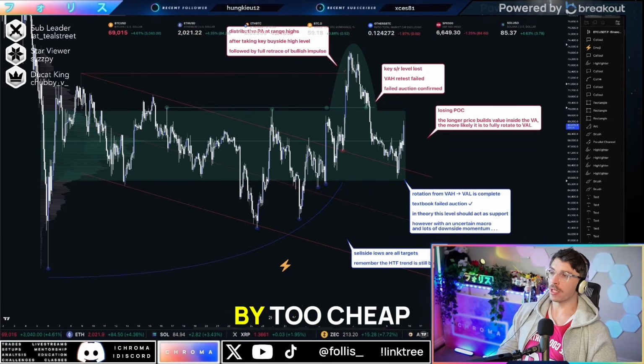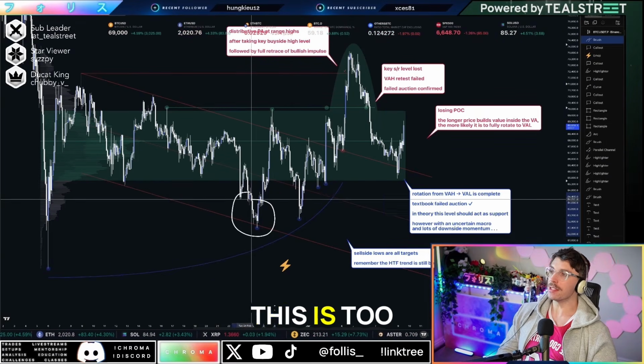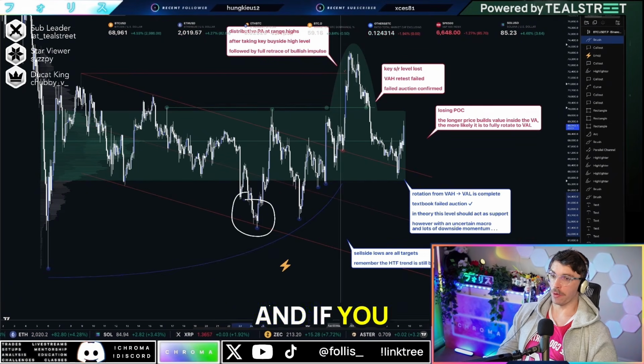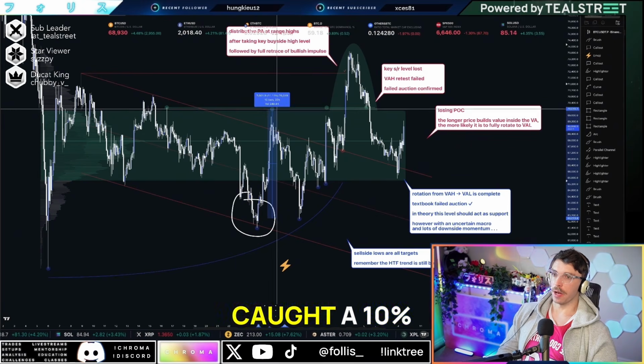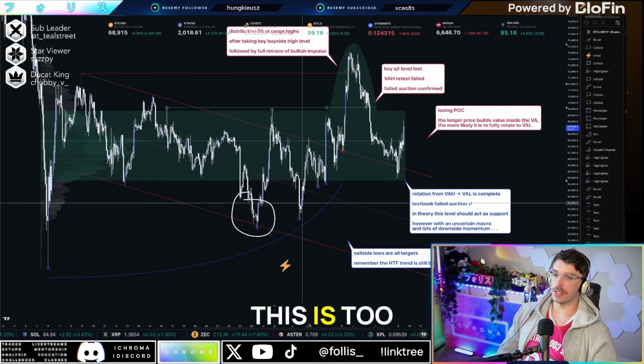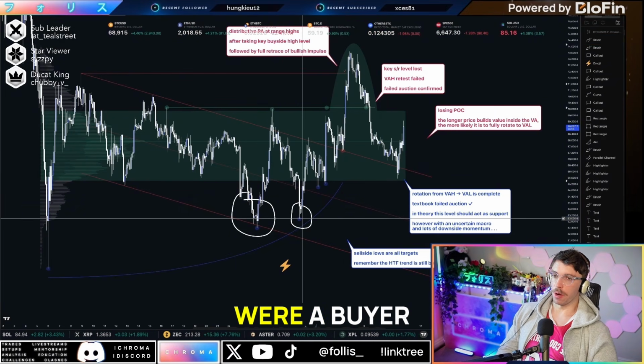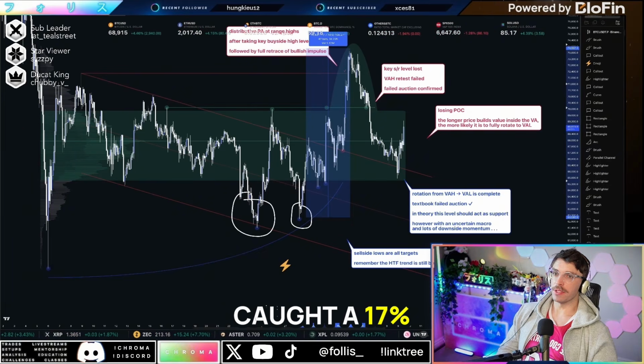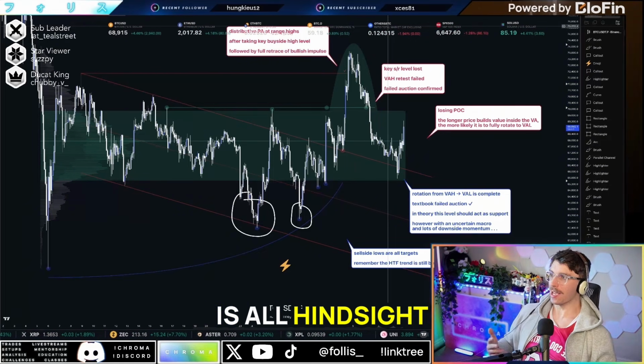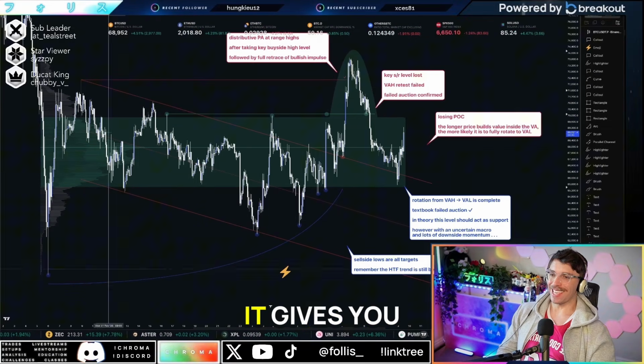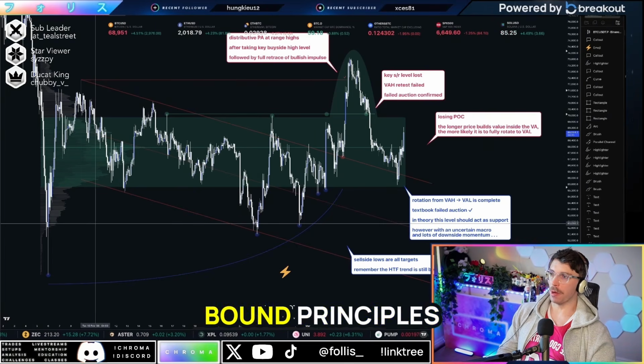And what do I mean by too cheap or too expensive? This is too cheap. You should be a buyer. And if you were a buyer, you would have caught a 10% move to the upside. This is too cheap. You should be a buyer. And if you were a buyer, you would have caught a 17% move to the upside. Now, obviously, this is all hindsight, but the fact remains, it gives you volume-based range-bound principles.